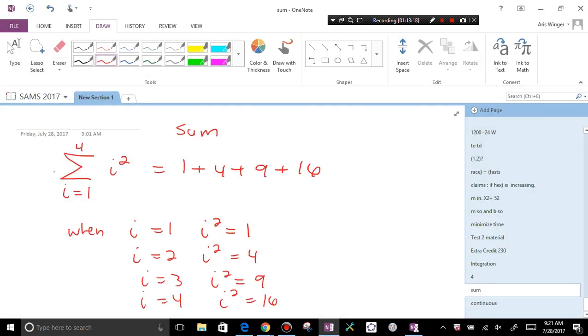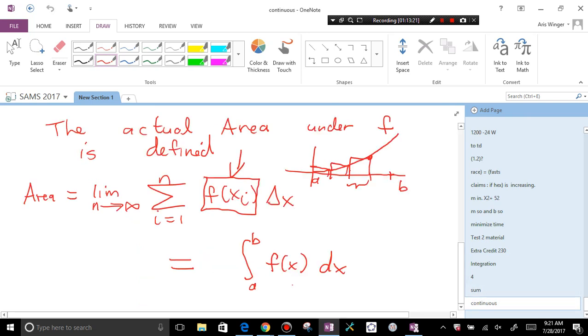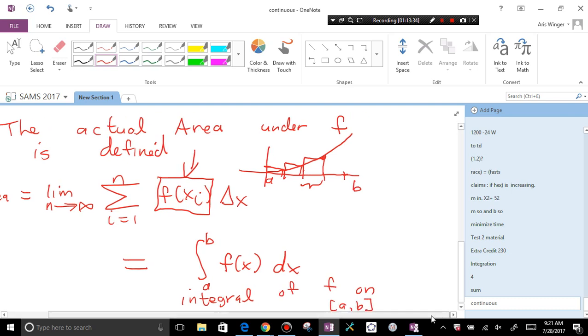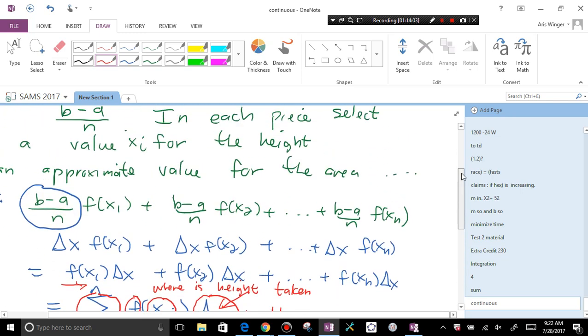This? No, not that one. The screen. Oh, we call it the integral. This is the integral of f on the interval a to b. When you see this, it's the integral of f on the interval a to b. And the definition is this: the limit as n tends to infinity of all of that, after you do all of this.